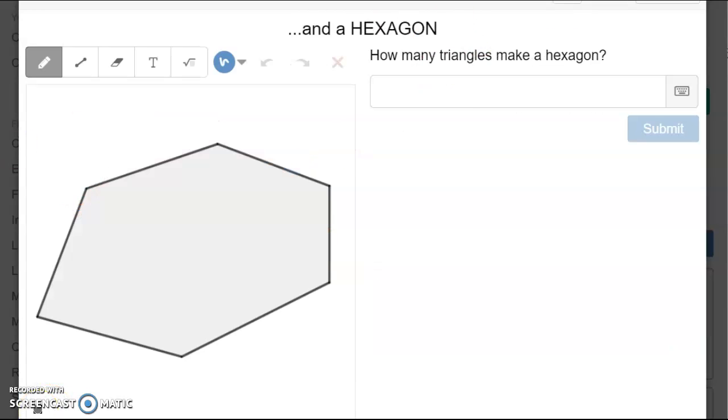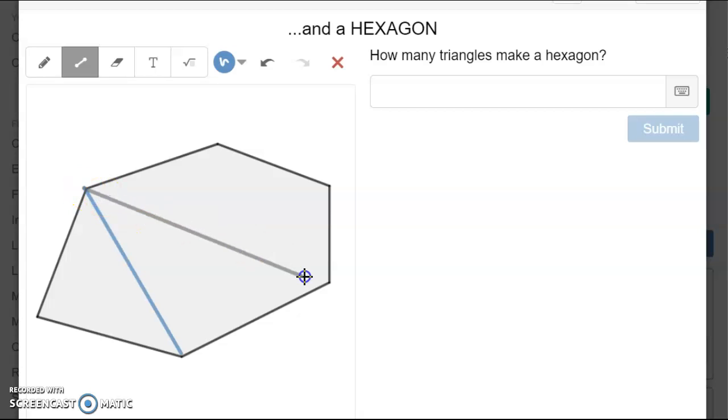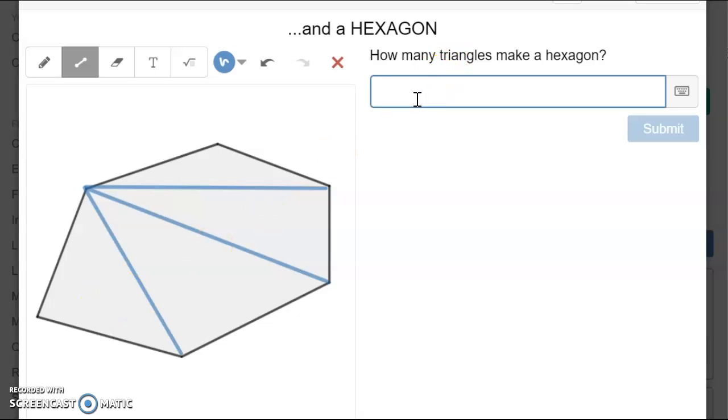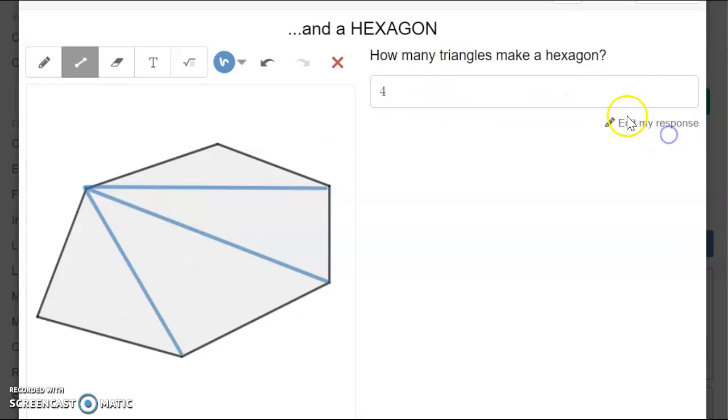Now we are going to move on to cards number 7 to 12. How many triangles make a hexagon? A hexagon has 6 sides. So how many do you think? Well, I can draw, or maybe you can figure out without even drawing. 1, 2, and 3. So I can form 3 diagonals, which means I can form 1, 2, 3, 4 triangles. I form 4 triangles.